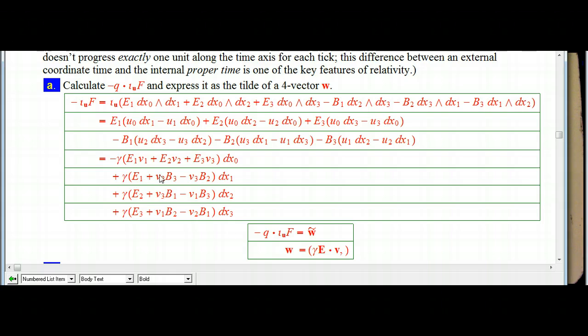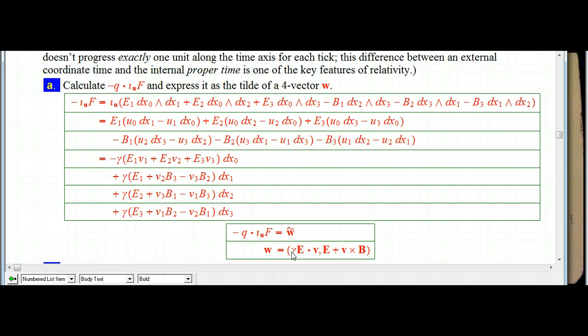Now what about the space stuff? I've got E1, E2, E3, dx1, dx2, dx3. That's just the vector E. So I'm going to put all the space components together. I've done this sometimes, where I have the time thing, and that's a number, and then the rest is going to be a three-dimensional vector. Plus, and what is this? If this is the first, second, and third components of a vector, this is exactly just the cross product. This is just V cross B. And so it's just E plus V cross B. That's really, really cool.